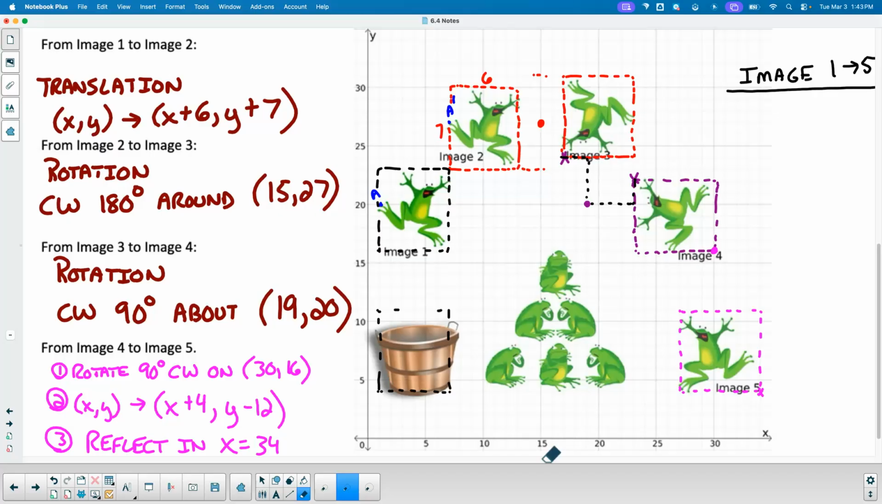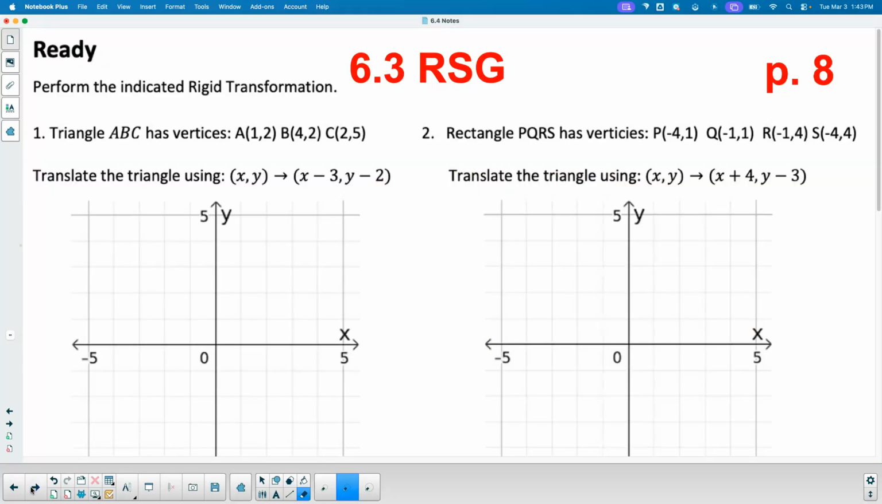Could we have translated it all the way over to here and then flipped it around that one? Yeah. Could we have translated it down to here and then flipped it? So there is no one right answer to any of these. Alright, take a quick peek at your homework tonight.